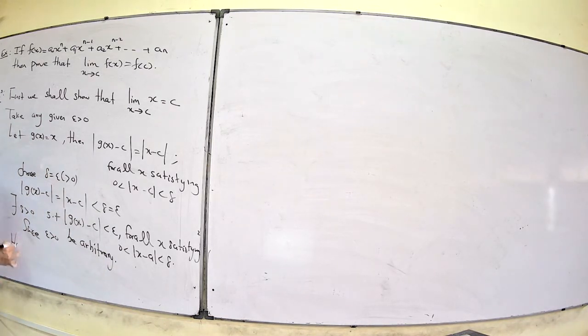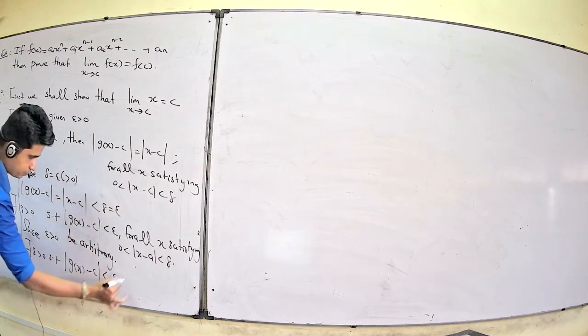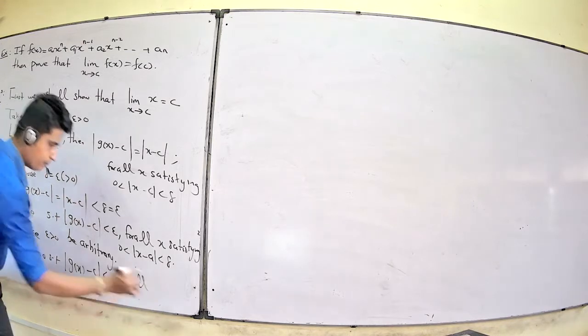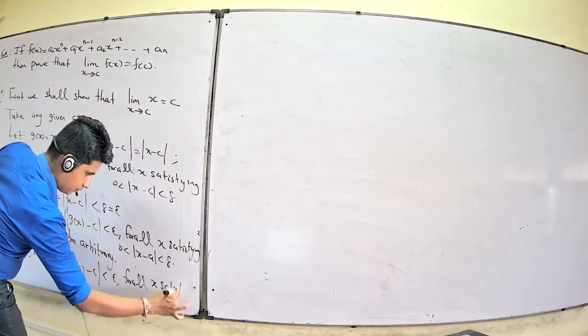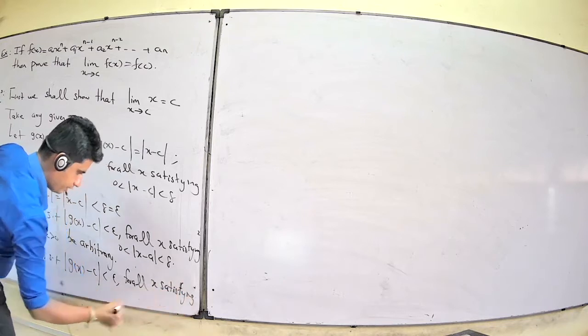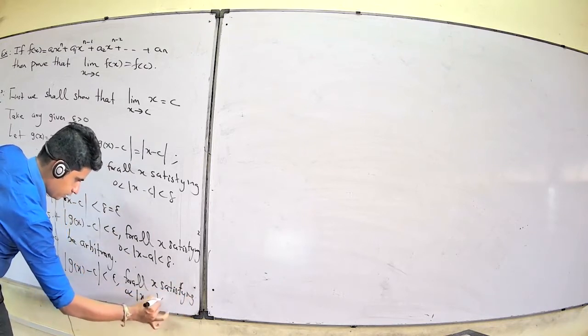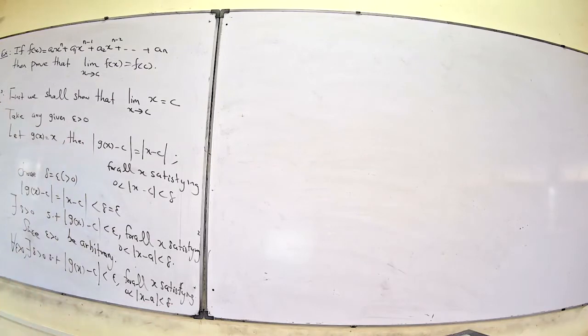Therefore, for all epsilon greater than 0, there exists delta greater than 0 such that modulus f of x equal to x minus c is less than epsilon for all x satisfying 0 less than modulus x minus a less than delta. Therefore, this limit is: limit of x tends to c, x equals c. Okay, the limit exists.